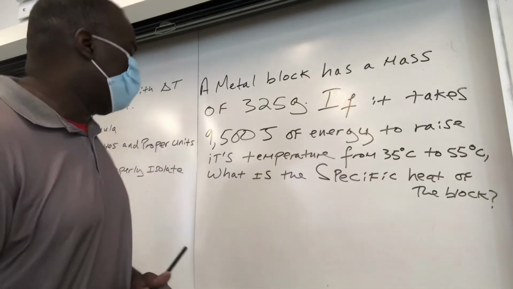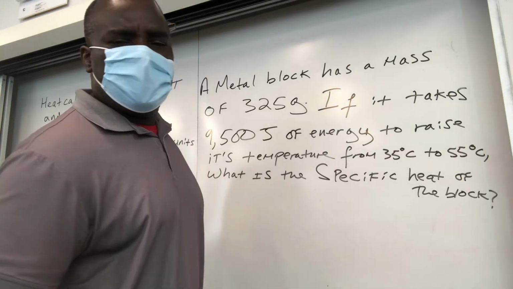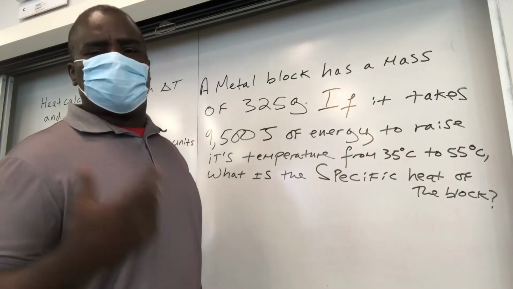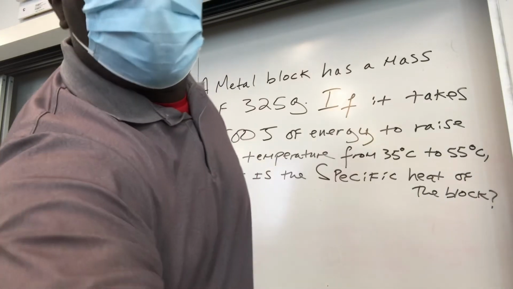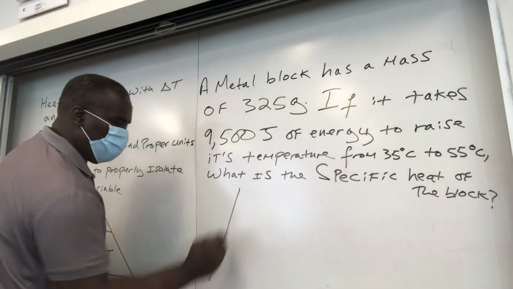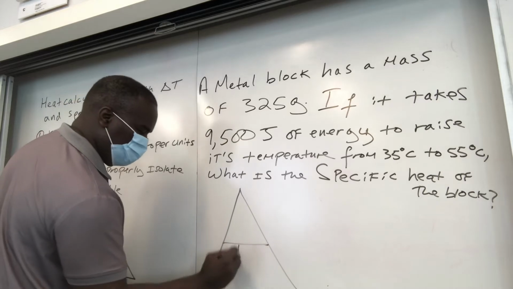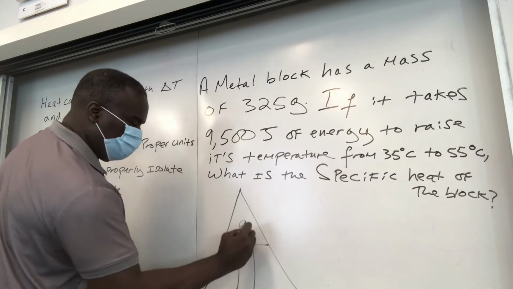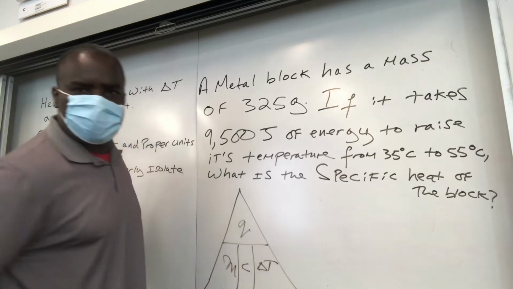You continue reading. What is the specific heat of the block? So we're going to solve for specific heat. Now, once again, folks, you've got to know the letters and what they mean. So let's draw a triangle again. So here we have Q is equal to MC delta T.